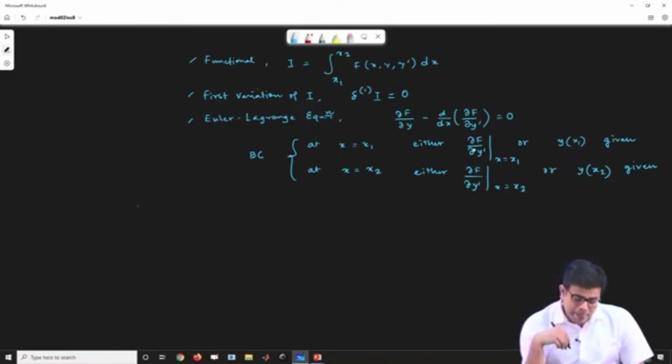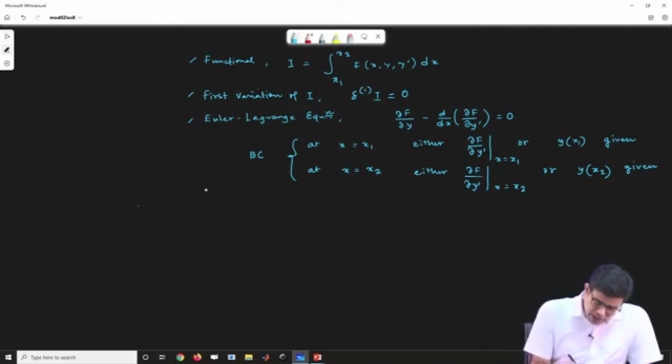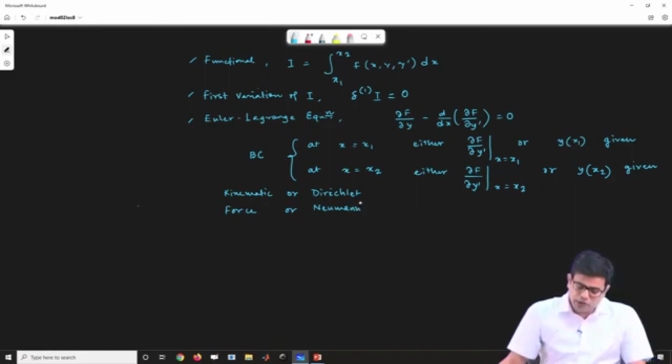We have also solved one example where a bar problem was solved. Here the boundary conditions are mainly of two types: kinematic or Dirichlet, and force or Neumann boundary conditions.